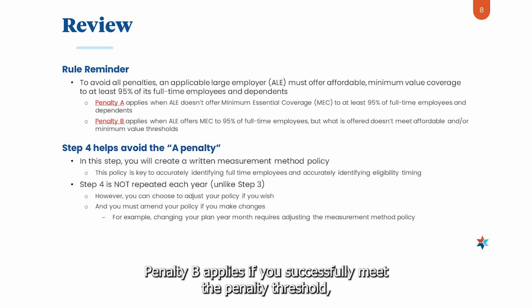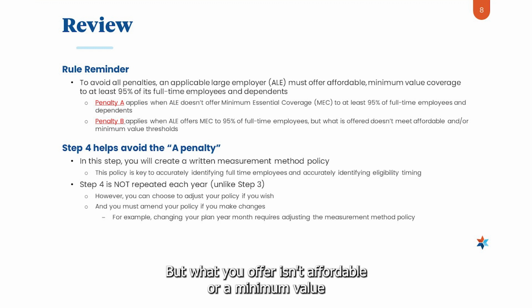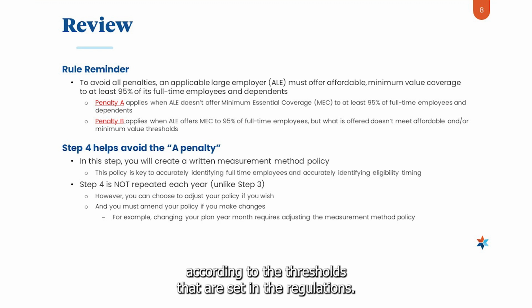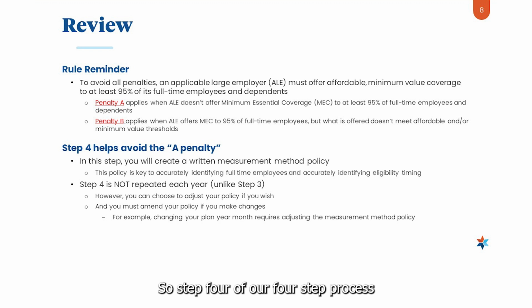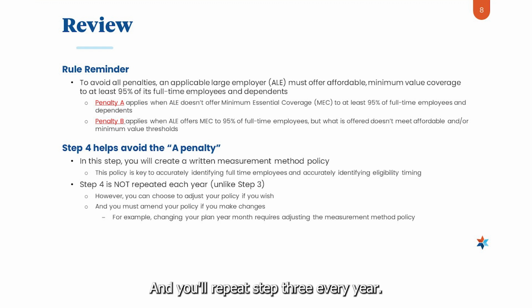Penalty B applies if you successfully meet the penalty A threshold, meaning you've offered a plan to at least 95% of your full-time employees, but what you offer isn't affordable or minimum value according to the thresholds that are set in the regulations. So step 4 of our 4-step process directly addresses penalty A. Last week, we talked a little bit about penalty B, and that is addressed in our 3rd step in our 4-step process. So step 3 is affordability and minimum value, and you'll repeat step 3 every year.